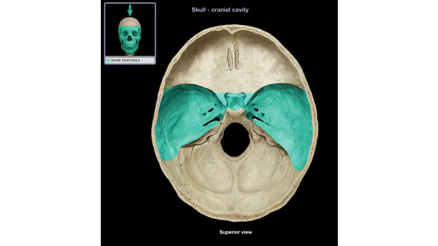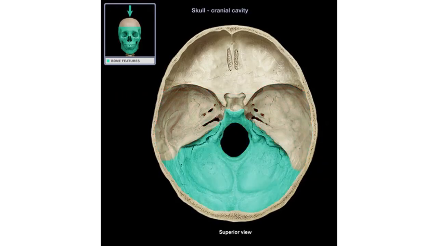Posterior to the anterior cranial fossa, you will find this green marked area. It is the middle cranial fossa. The question is, are the anterior and the middle cranial fossae at the same level? The answer is no. The middle cranial fossa is a little bit lower than the anterior. When we go more posterior, we will find the posterior cranial fossa marked green here.